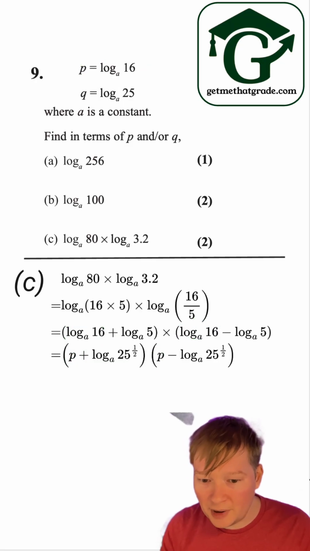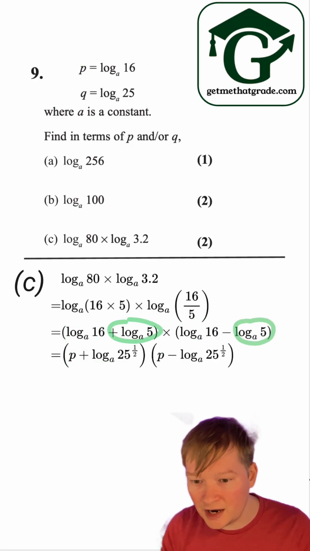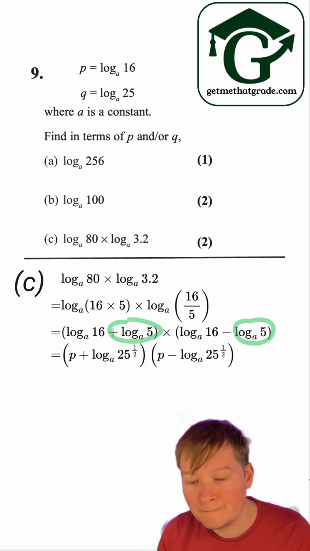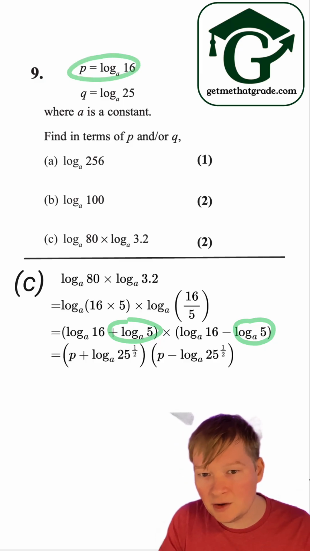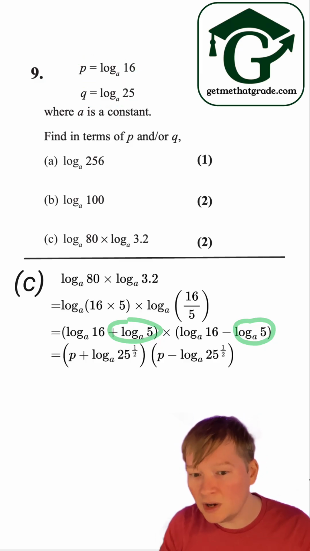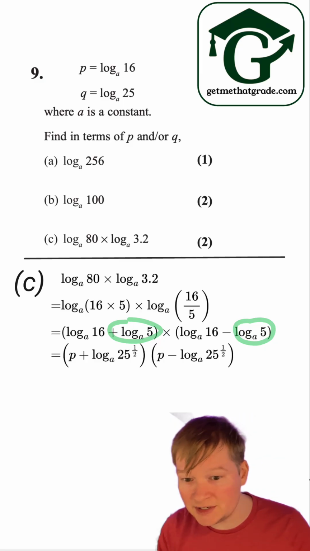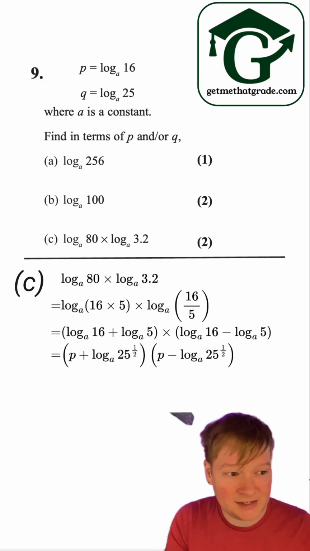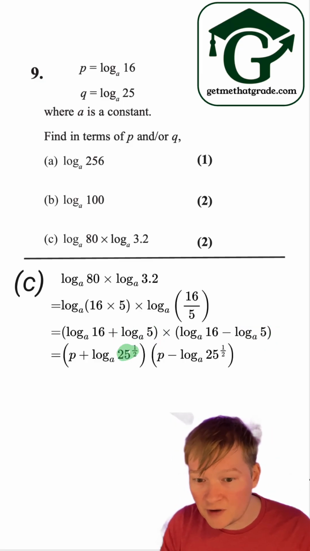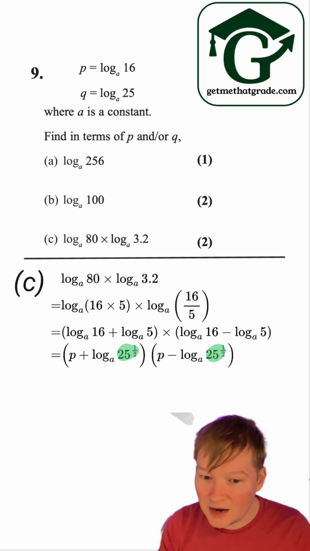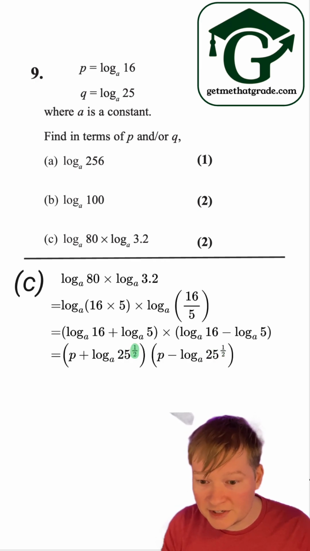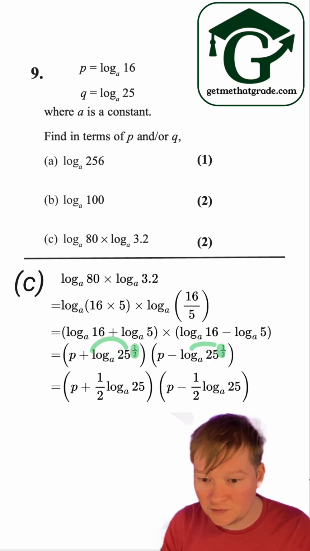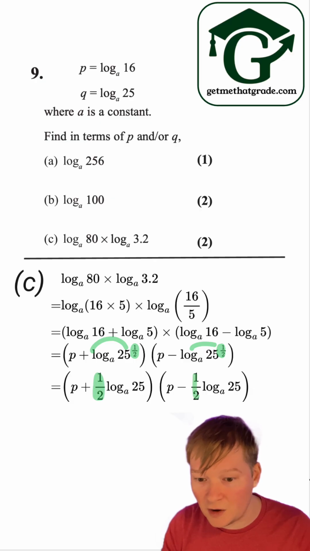What about the other part, log to the base A of 5, that appears here and here? Can we find a link to either p or q? Well, 5 is the square root of 25. In other words, it's 25 to the power of a half. Again, we can apply that law of logs that allows us to bring the power to the front of each of these. So we get the half here and here.